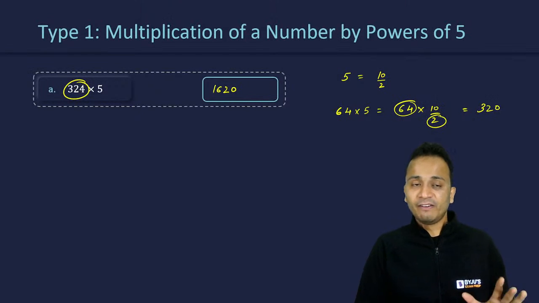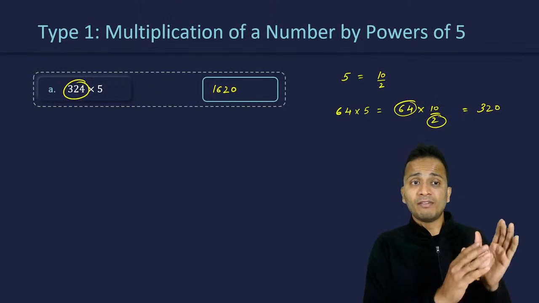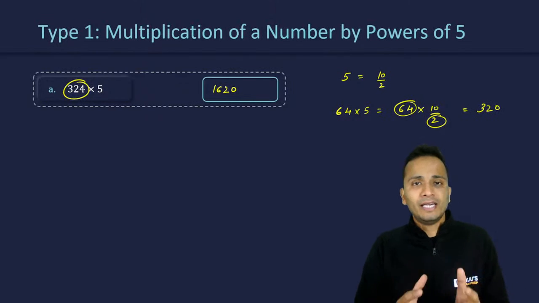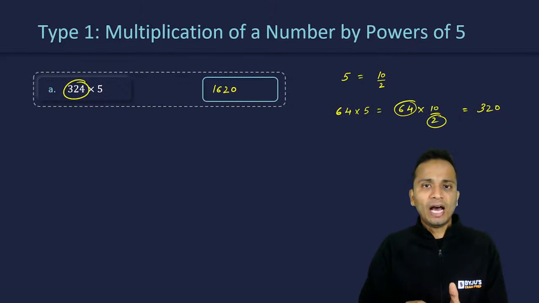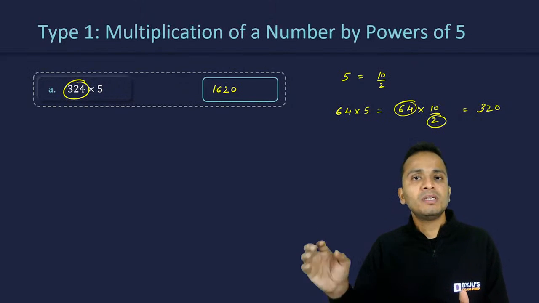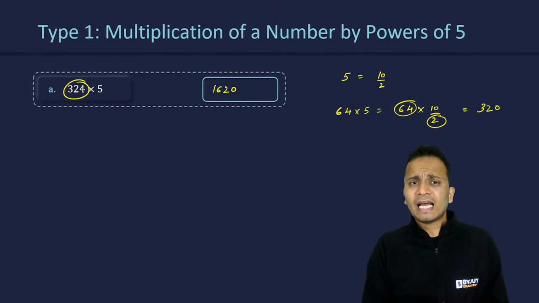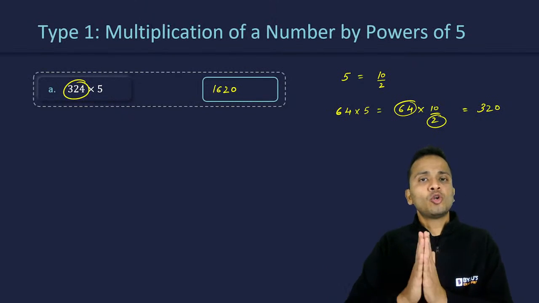All right. So Jaidev, yes, you have given a good method. You have divided this entire number in three parts: 300, then 20, and then 4. And you have multiplied those three numbers with 5 separately and added them. But the method that I am using, so your method is totally general.